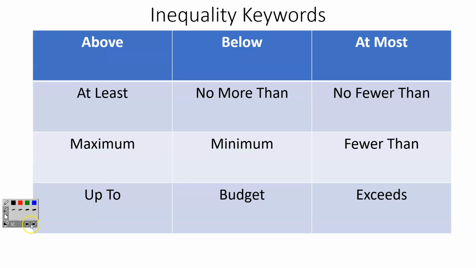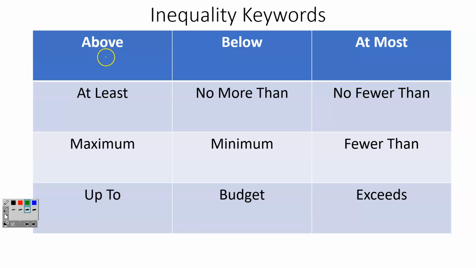So these are the keywords that you're probably going to want to watch out for, and we'll get back to these in 1 second. So above, below, at most, at least, no more than, no fewer than, maximum, minimum, fewer than, up to, budget, and exceed. So those are some of the different types of keywords you might find for an inequality. So we'll just go step by step and help determine what kind of sign is going to be required for each one of these.